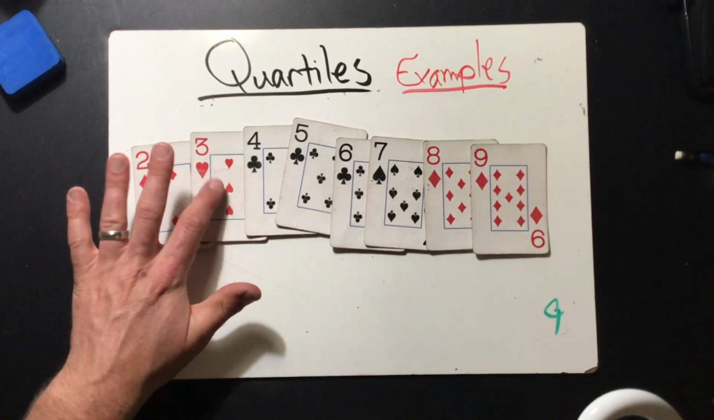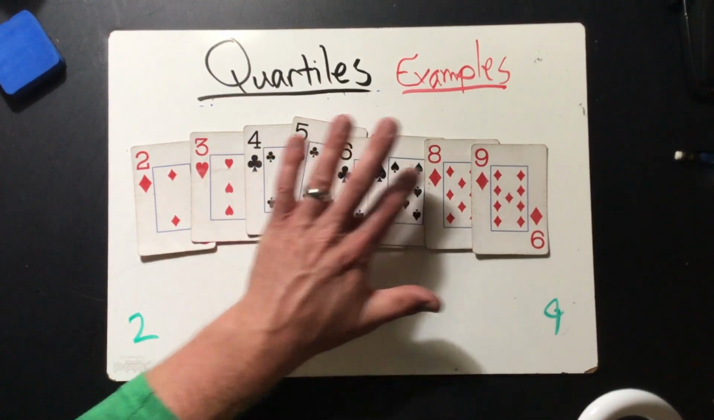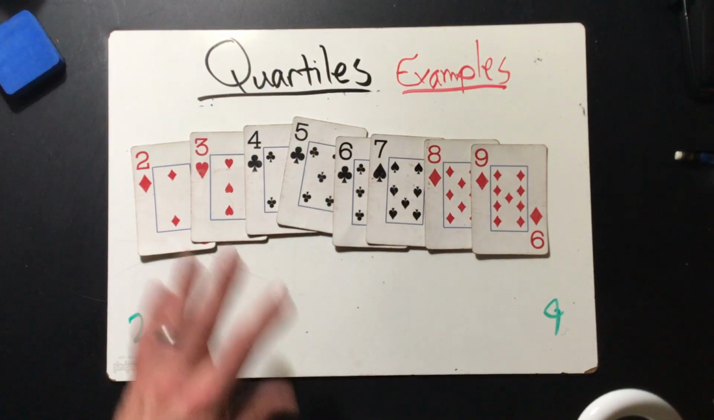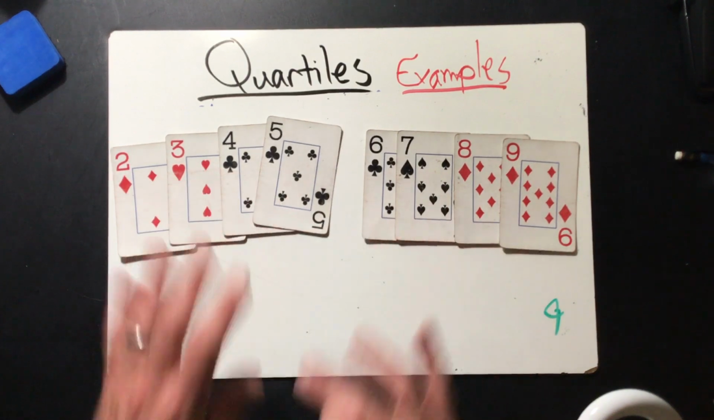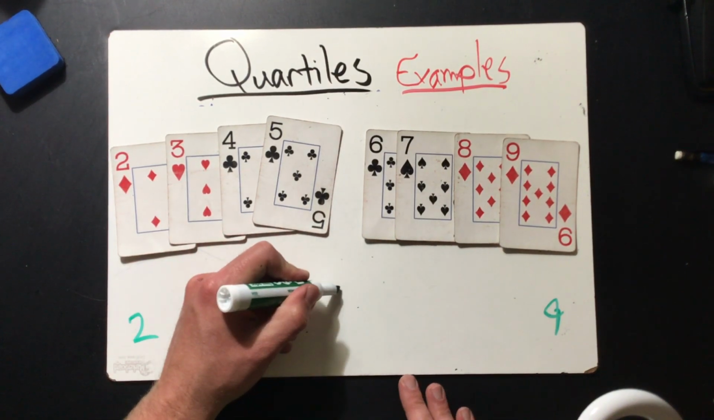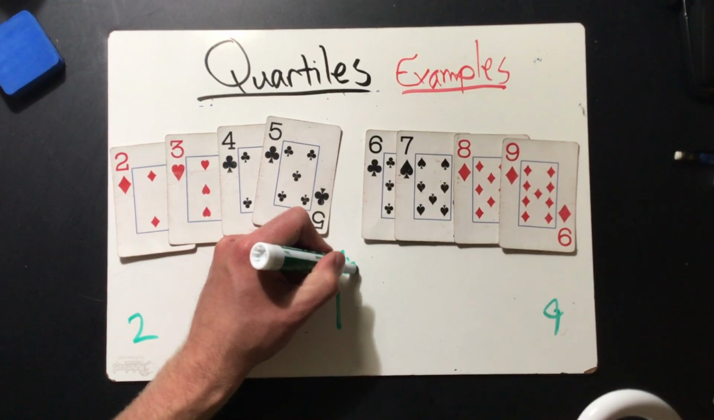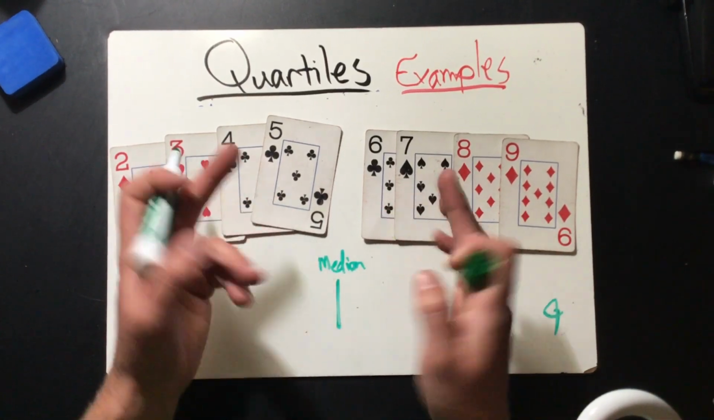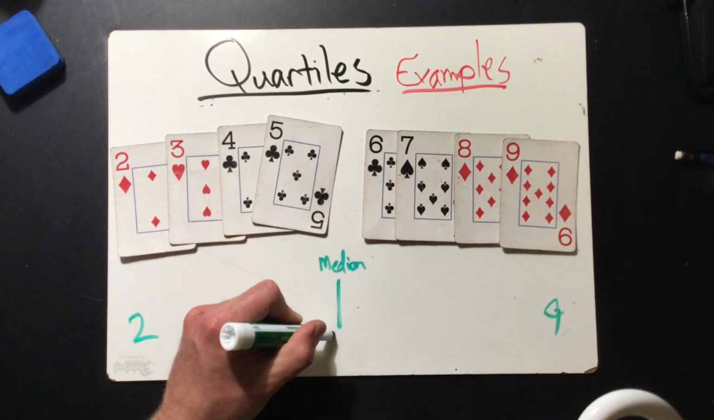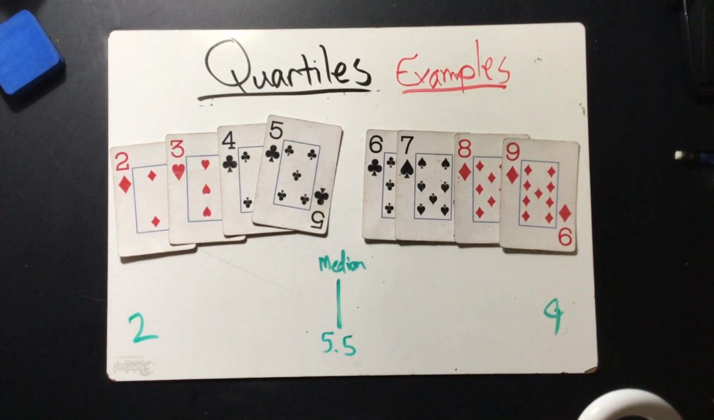So I have 1, 2, 3, 4, 5, 6, 7, 8 points. So I'm going to cut this into 2 parts. And my median is going to be right here. And the median of these numbers is 5, or the average of 5 and 6. And so that's going to be 5.5.